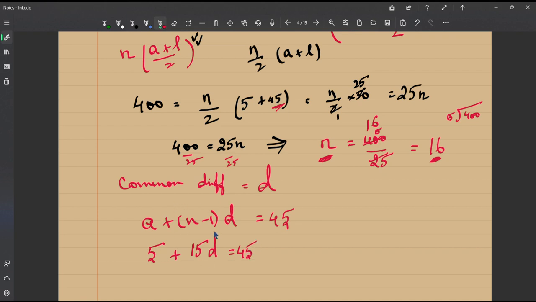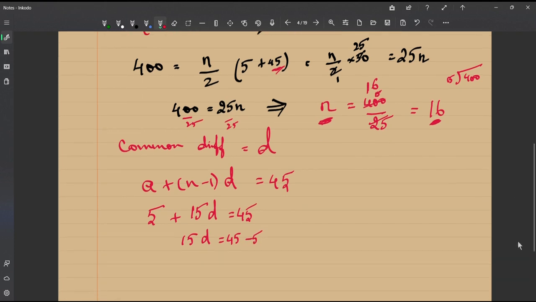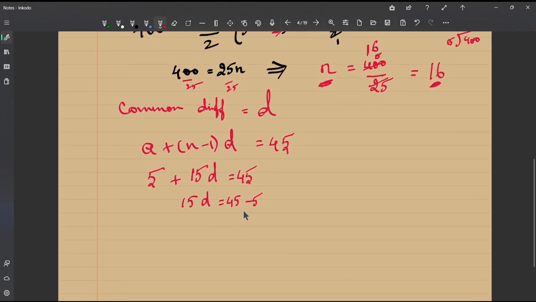Now using this formula, a plus n minus 1 d, we can find the common difference also. So 15d is equal to 45 minus 5. I'm just subtracting 5 from both sides. Or 15d is equal to 40, or d is equal to 40 by 15. Now both of them have a common factor of 5. So if I divide both the numerator and the denominator by 5, I get 8 by 3. So 8 by 3 is going to be my common difference.